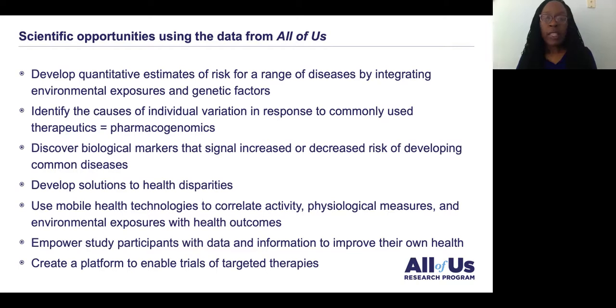You can develop quantitative estimates of risk for a range of diseases by integrating environmental exposures and genetic factors. We can also identify the causes of individual variation in response to commonly used therapeutics, which we call pharmacogenomics, because within the electronic health record, of course, we have detailed medication lists in there. And also in the surveys we collect information on medications that are being used. And this data will allow us to develop solutions to health disparities. We also collect mobile health technologies such as Fitbit data and other mobile health technologies.